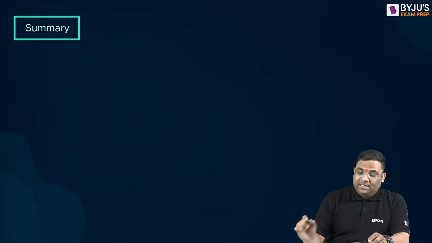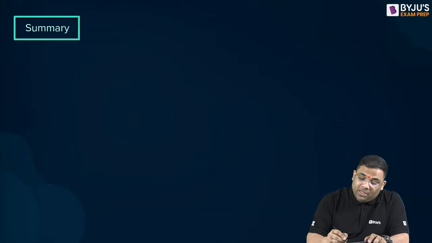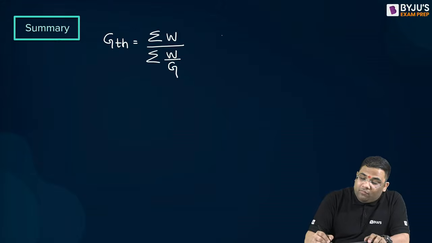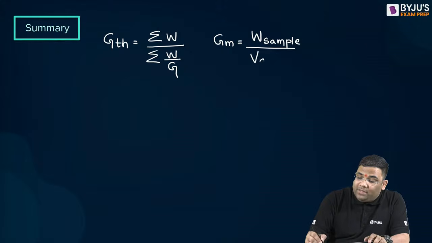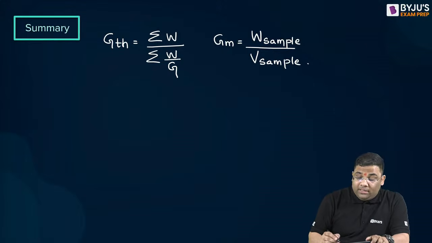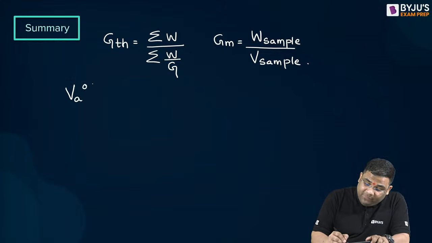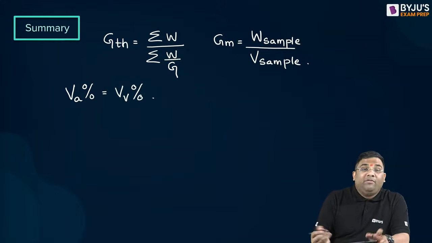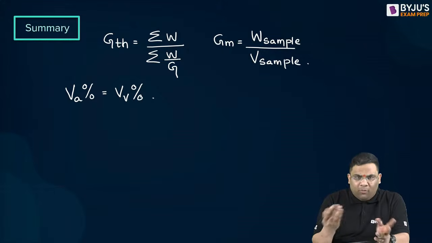The summary is, first of all, we saw that we can calculate G theoretical by taking the summation of weights, divided by the summation of weight over specific gravity. What is GM? We prepare a sample, take the weight of the sample, and divide by the volume of the sample. This is the theoretical and GM. Then you have to calculate the VA percentage. This VA percentage or air voids is also written as VV in some books. VV means voids or air voids.